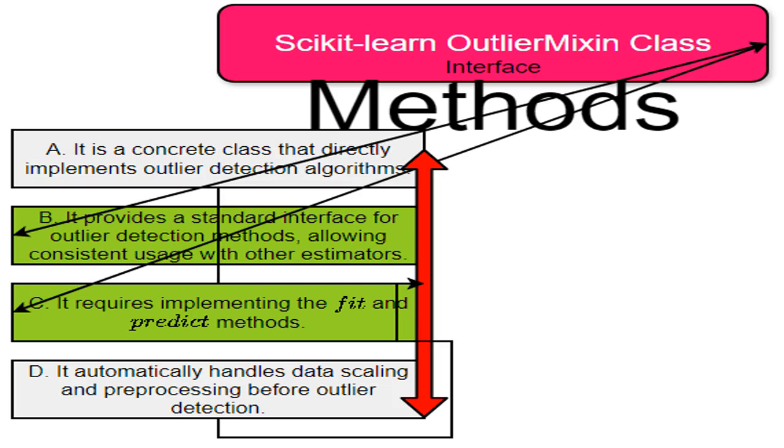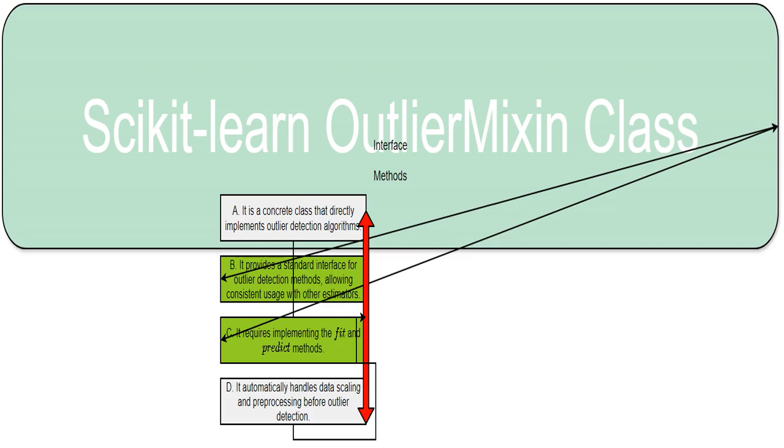I've noticed that fit and predict are key methods for any class using the OutlierMixin interface. The fit method is like teaching the algorithm, training it on your data. The predict method then uses that training to make predictions, identifying whether a data point is an outlier or not. This statement is correct.